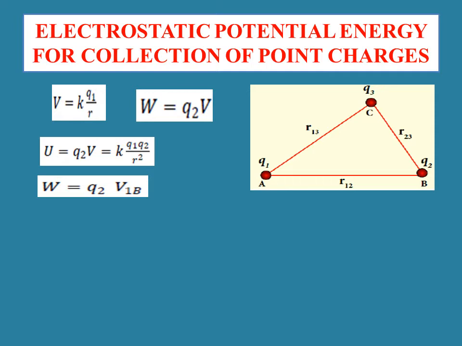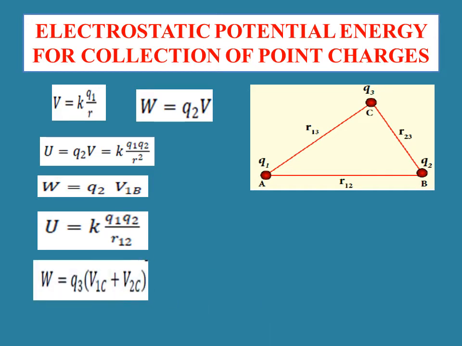Or in general, you can represent the work done as Q2 V1B, that is the potential of the first charge with respect to B. Or in general, U is the electrostatic potential energy and is represented as K into Q1 Q2 by R12. Now suppose you have another charge Q3 which is placed at C, then the work done will depend upon Q3 into V1C plus V2C. That means the potential developed by the first charge plus the potential developed by the second charge. Suppose you have a fourth charge, then the work done will be represented as Q4 into V1C plus V2C plus V3C and so on it goes.